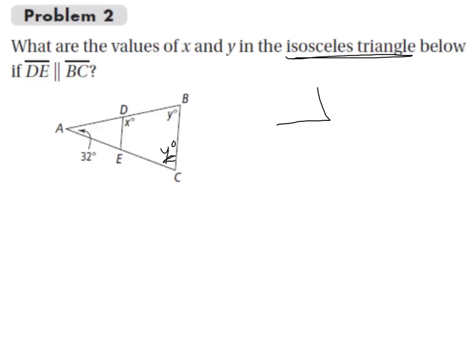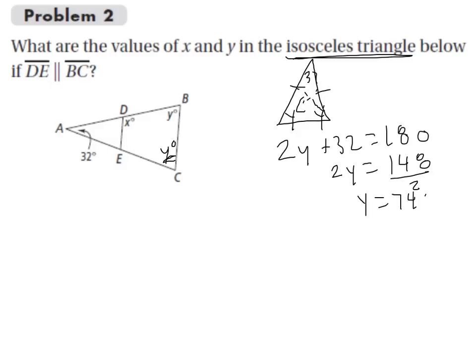If I just draw the isosceles triangle here, the opposite angles of my congruent sides are congruent. So y and y and 32. Now I can set up an equation: 2y plus 32 is equal to 180. So I got y is equal to 74 degrees.